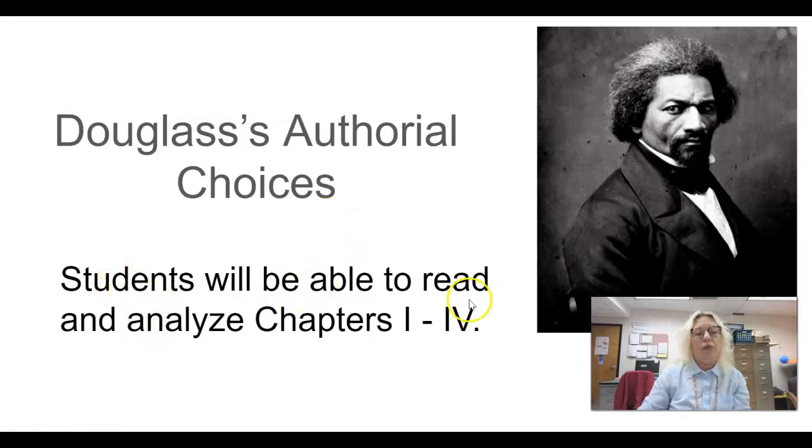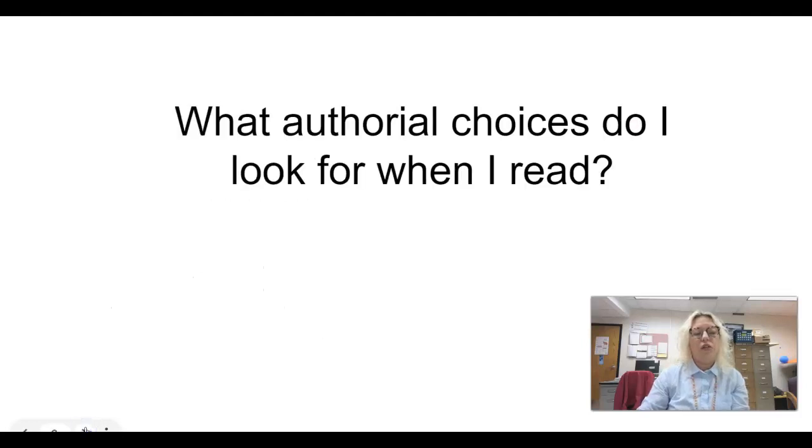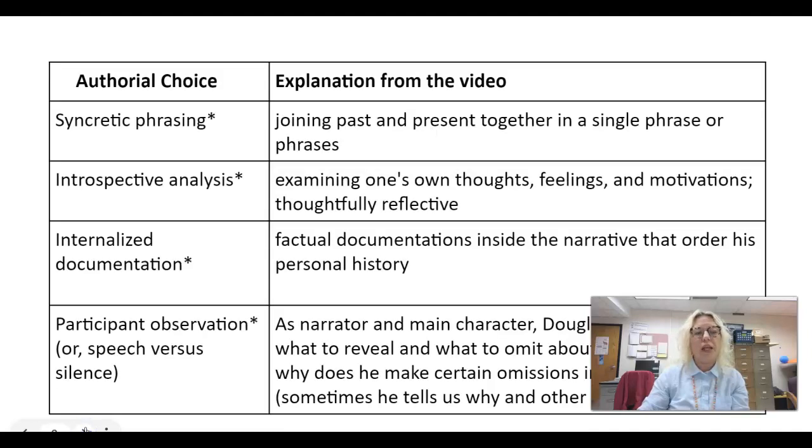And we're working on being able to read and analyze chapters 1 through 4 for that first mastery check that involves you reading the text. So the question I want you to ask is, what authorial choices do I look for when I read? If you take a look at the packet in lesson 3, there is a chunk that you're supposed to answer, in this column here, explanation from the video. So look for that, and you're going to take some notes, okay?